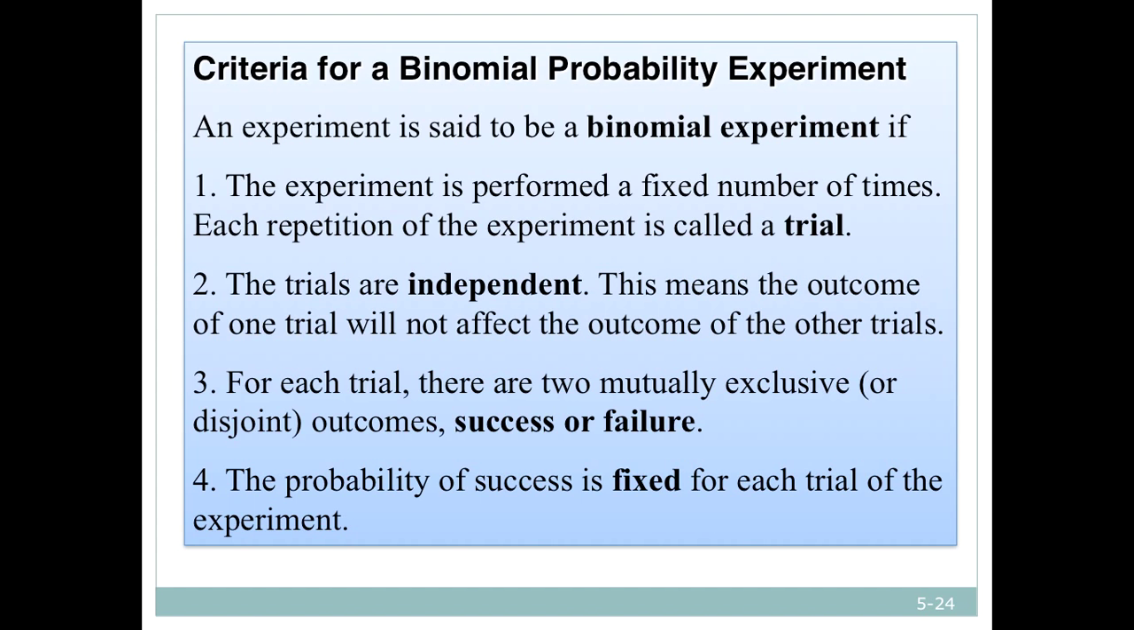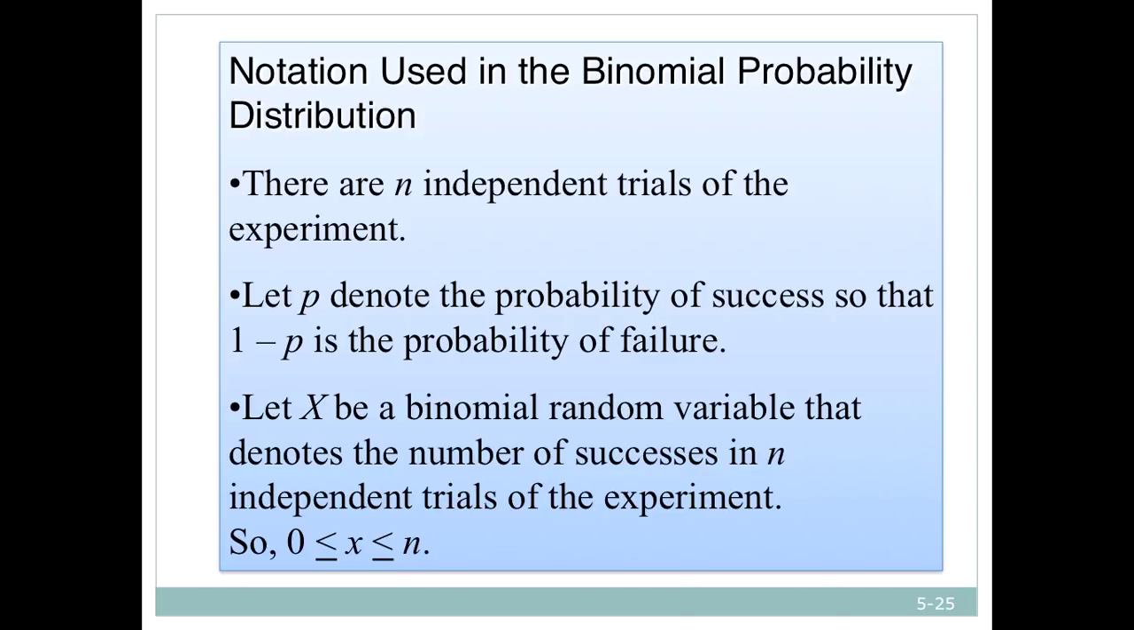Now, there are a couple of notation things that we're going to take a look at, and then we'll look at some examples to determine whether these are binomial or not. n is the number of independent trials. p is going to denote the probability of success. So 1 minus p, that would be your complement, is the probability of failure. X is going to be your binomial random variable, and that denotes the number of successes in n independent trials.